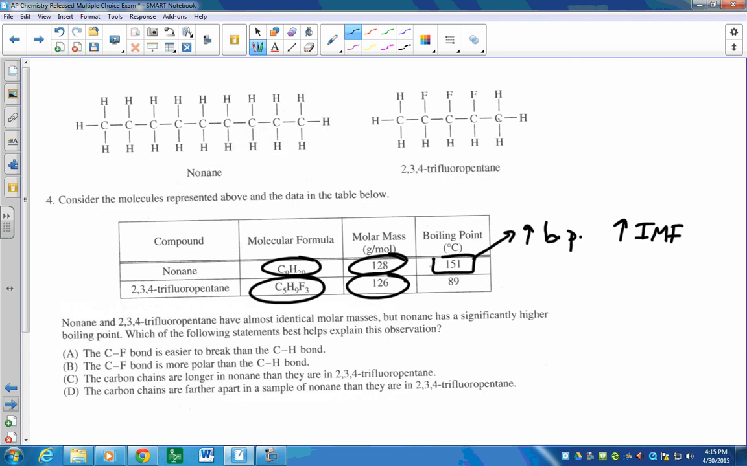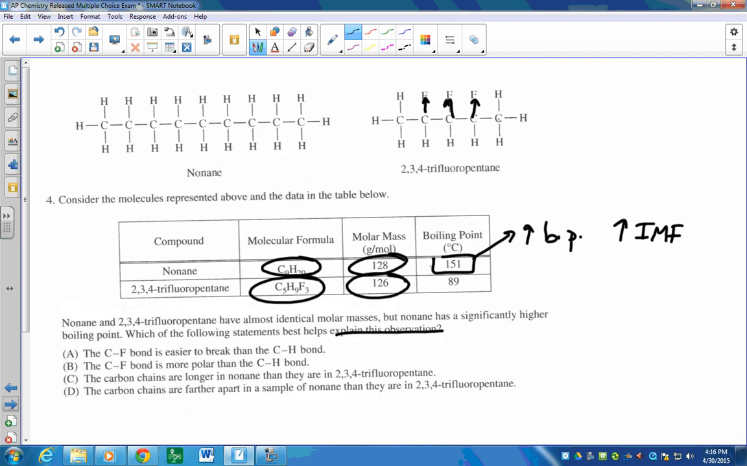Now, the thing that's crazy here is I'm looking at this problem and I'm saying to myself, this shouldn't be, because this molecule is very polar and this molecule is nonpolar, but yet this chart is telling you that nonane has more intermolecular forces. And so the question says nonane and 2,3,4-trifluoropentane have almost identical molar masses, but nonane has a significantly higher boiling point. Which of the following best helps explain this observation?